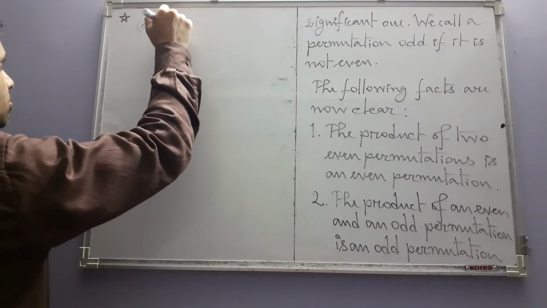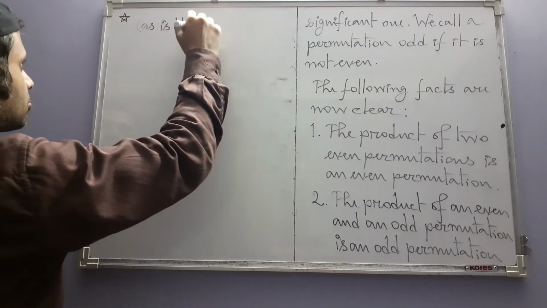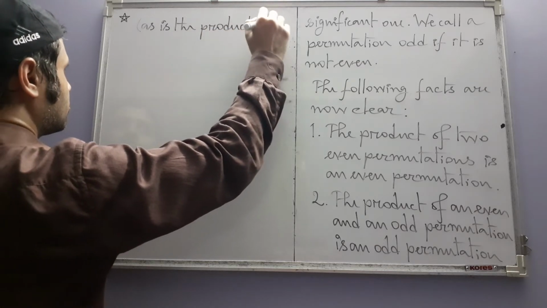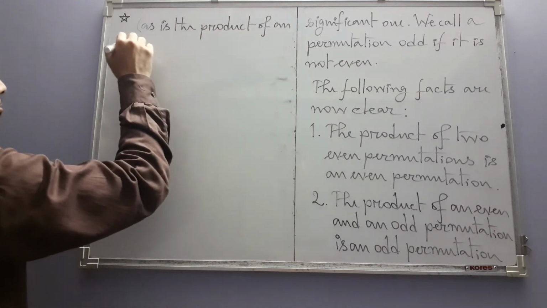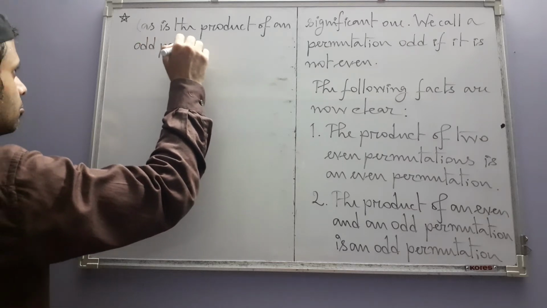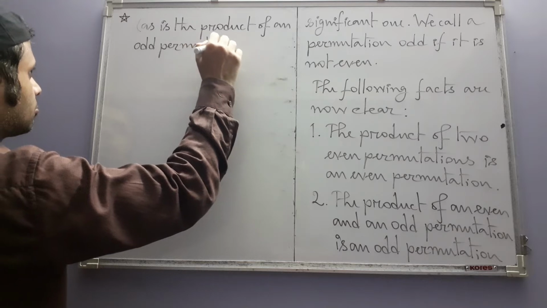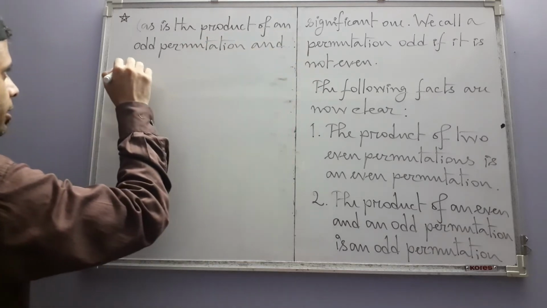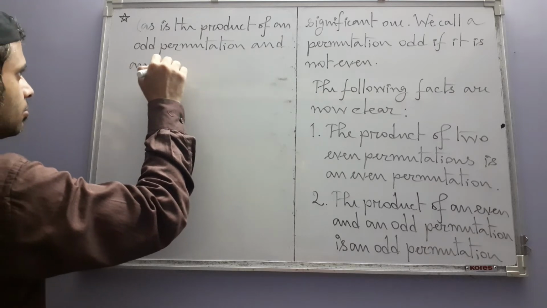As is the product of an odd permutation and an even one.